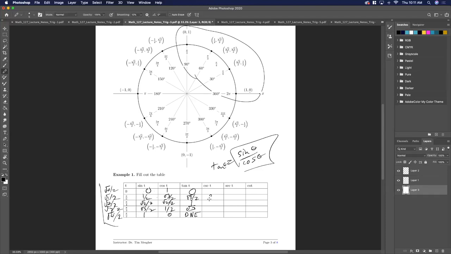For the cosecants, you just flip this. You can't flip the 0, so that's DNE. Here we flip this, so I just get the square root of 2. I flip this, I get 2 square root of 3 over 3, and then 1 will still give me 1. Here for the cosine, remember this cosecant of t is just equal to 1 over sine of t. And then secant of t is equal to 1 over cosine of t.